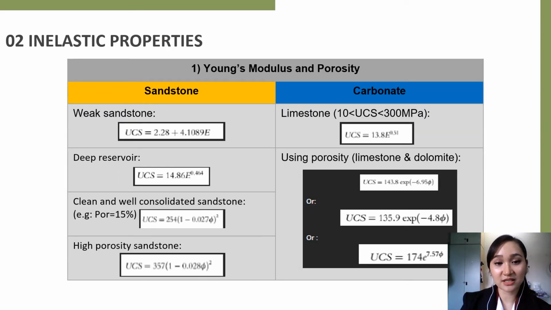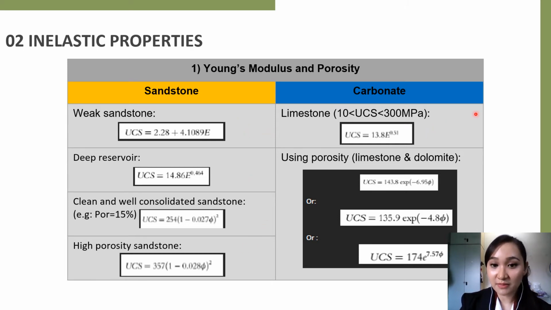Now, as mentioned earlier, another way to calculate UCS is by the input of Young's modulus and porosity. So similarly for sandstone, different equations are applied according to the characteristics of the rock itself. For instance, whether it's a weak sandstone, whether it is from a deep reservoir, or even in terms of its porosity, whether it is high or low. So these equations are applied accordingly.